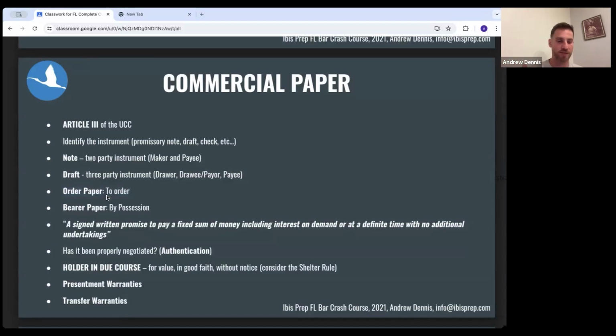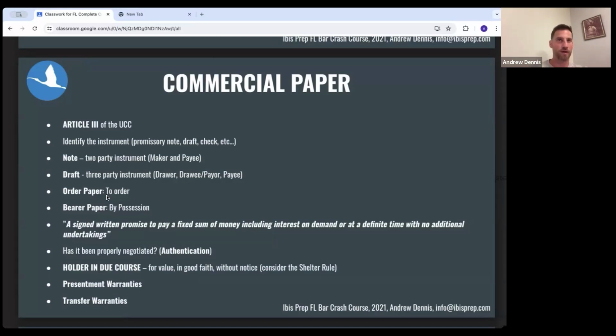then there's presentment warranties and transfer warranties. So presentment warranties are warranties that the presenter of the check has when they go to get paid. And transfer warranties are warranties that the person has when they transfer the instrument from one person to the other. So that's pretty much the essentials of commercial paper.